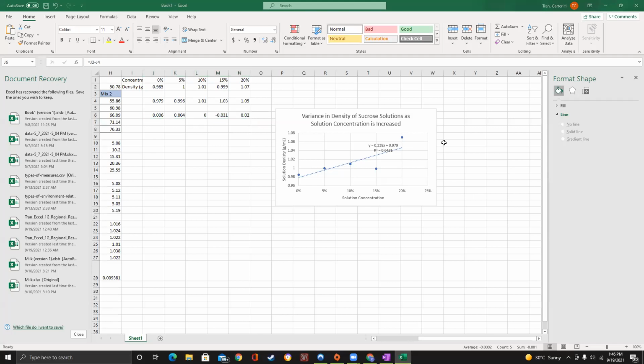Okay, yeah, so for your calibration curve, just use the averages.